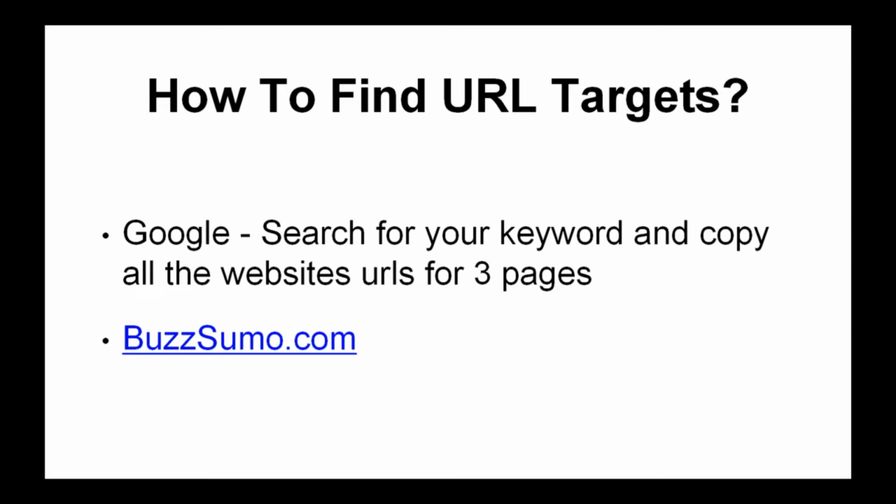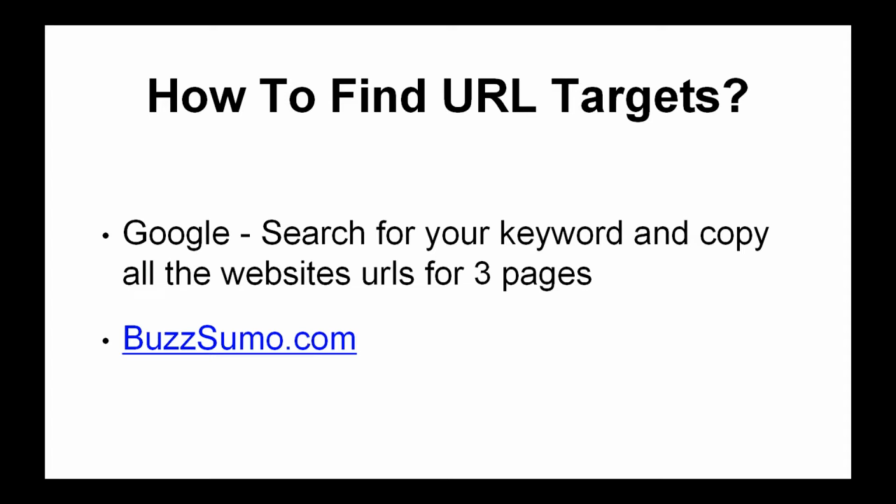You can always hire somebody from Fiverr to do this work for you because it's going to take a few hours. Another great website to get URL targets is BuzzSumo.com. BuzzSumo is a helpful search tool that tracks content on all social networking sites and ranks them based on the number of shares on Facebook, Twitter, LinkedIn, Google+, and Pinterest.